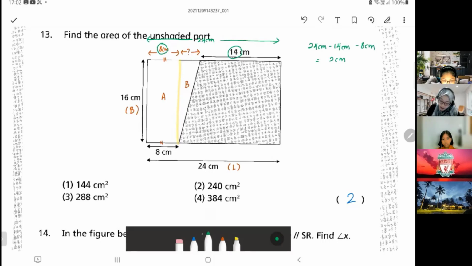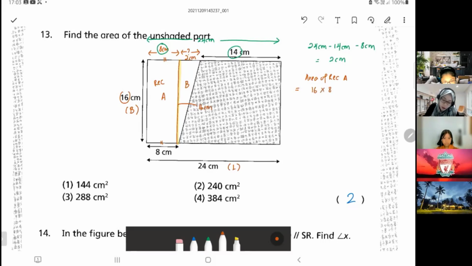So which means this short portion is 2 centimeter. Okay, and what about this length here for the B? It is the same as this, 16 cm. So settle, right? I can find the area of A and area of B. If you look at A, this is a rectangle. So easy lah. Area of rectangle A, length times breadth, which is 16 times 8.